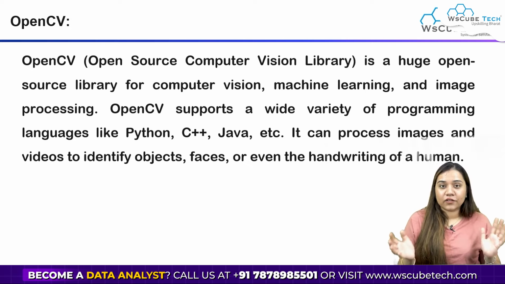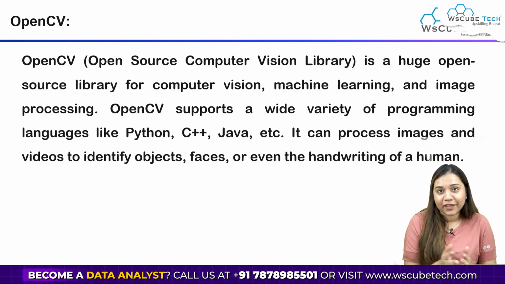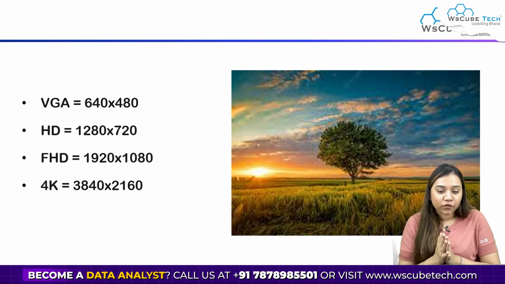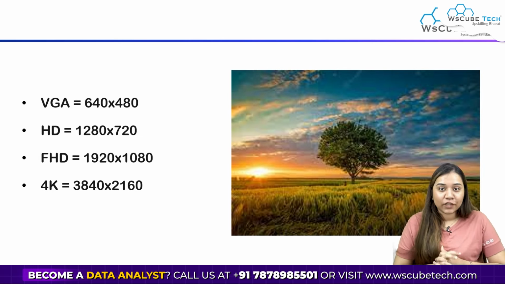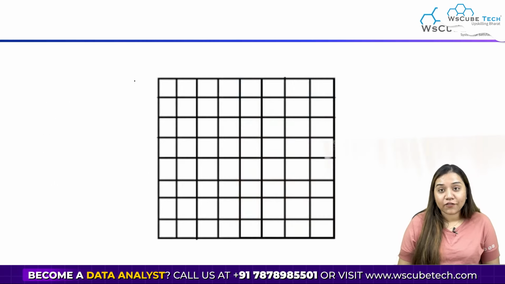So let's have an overview of images, how images work in Python. To give you a brief, if you have heard of FHD, HD, VGA, 4K, what are these things? I'll be explaining that as well. So let's take an example over here. Suppose I have a grid of 10 by 10, actually it's 8 by 8. So I have a grid of 8 by 8.